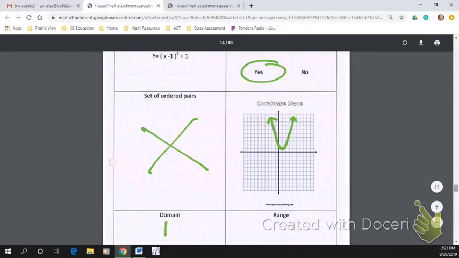Okay, so my domain is script R. The range can only go from the bottom, so 1 to infinity. You're including 1, so bracket it. Okay, there you go. Everybody okay with that?